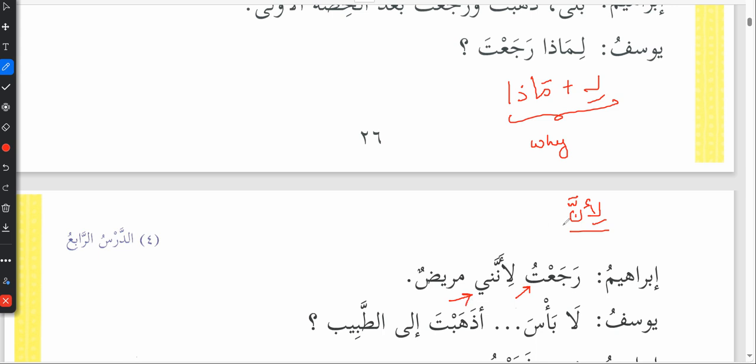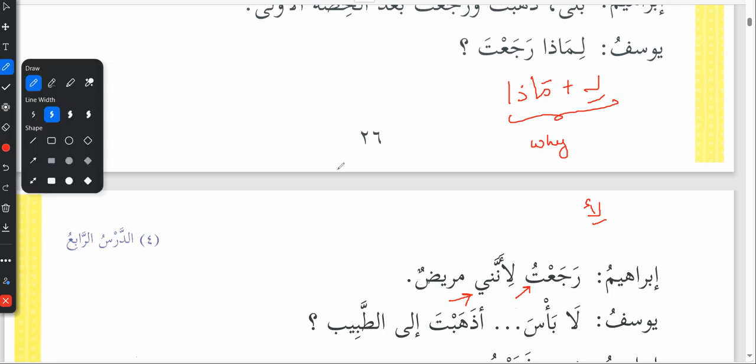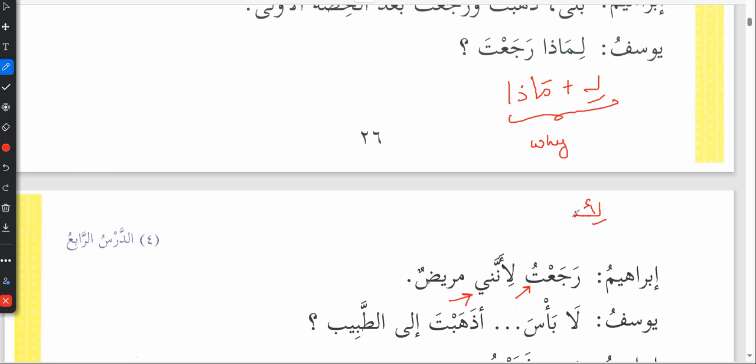First of all, it can be attached with the noon as it is, li anni, with one noon and shadda, li anni, or it can be attached with li annani. So the purpose of doing this is, first of all, it can be accepted in this form also. So this is correctly anni, and it can be accepted with the extra noon attached here with a kasra.